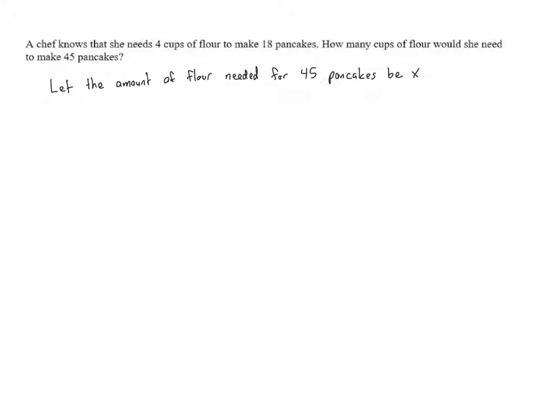So the quantities of each ingredient are going to be proportional to the amount of the food that we want to make. So because this is a proportion problem, we're going to set up a table. And in this problem, we have 2 different types of quantities here. If you read the first sentence, a chef knows that she needs 4 cups of flour to make 18 pancakes. The different quantities that we have in this problem are flour, measured in cups, and then pancakes.